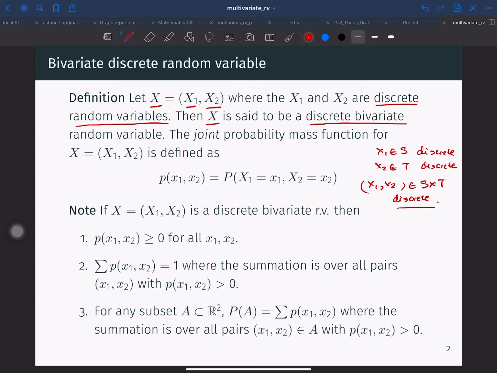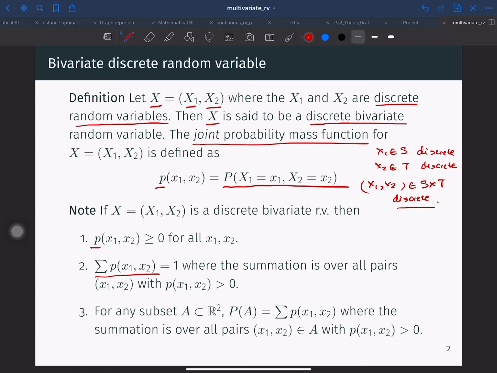Associated to X is a notion of a joint PMF, which is written in notation as this little script p, where p(x1, x2) is nothing more than the probability that X1 equals x1 and X2 equals x2. So we note a few trivial but useful properties to know. In any case, p is non-negative, so the PMF is non-negative. The sum of the PMF will be equal to 1.